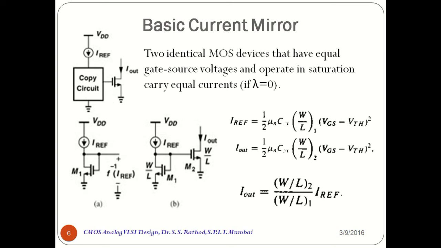The key property of this topology is that it allows precise copying of the current with no dependence on process and the temperature, because in this equation, I out is simply the ratio of W by L of 2 by W by L of 1 into your reference current. Thus we can say that this is a topology which allows precise copying of the current with no dependence on process and temperature.